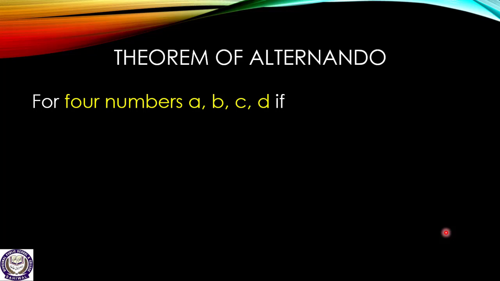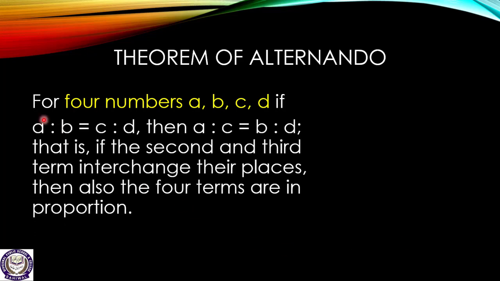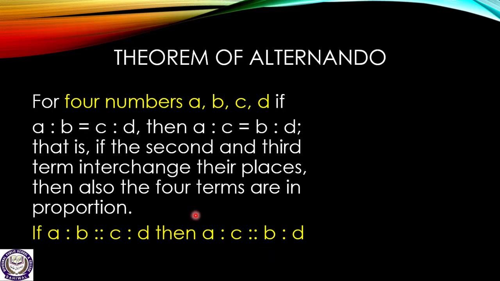Now we have the theorem of alternando. For this theorem, we again consider the four numbers A, B, C, and D. If A ratio B equals C ratio D, and we interchange the positions of the second and third terms, we get a new proportion, that is, A ratio C is in proportion to B ratio D. So the theorem of alternando states, if A ratio B is in proportion to C ratio D, then A ratio C is also in proportion to B ratio D.